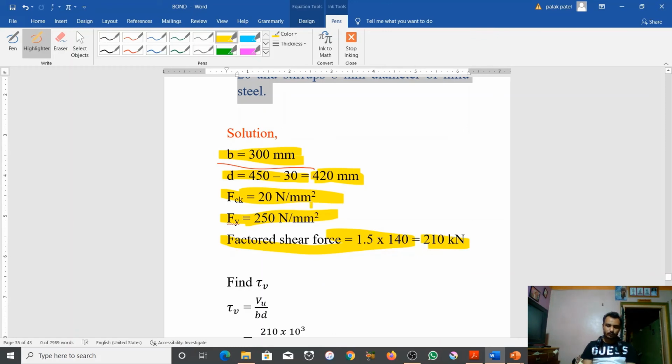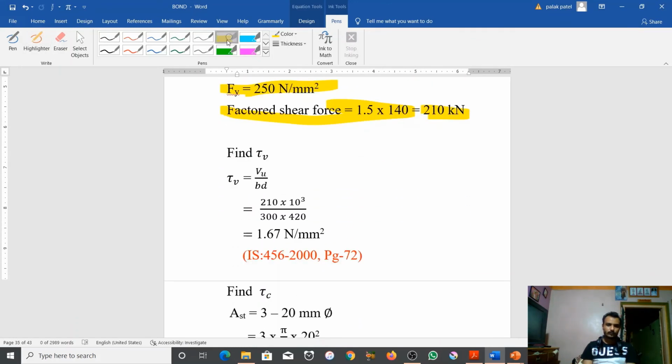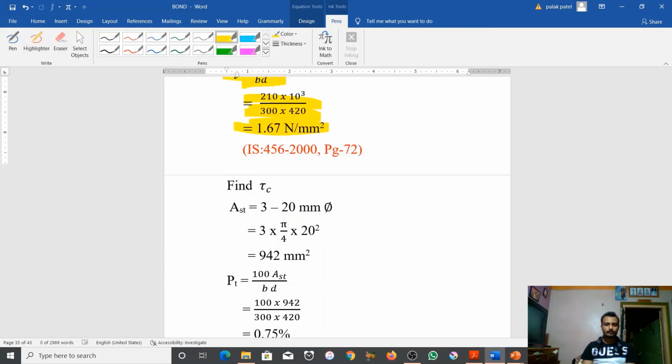So by the shear force, we have to find out tau v. Tau v is equal to Vu upon bd. Vu is shear force, 210 into 10 raised to 3 divided by 300 into 420. So tau v is 1.67 Newton per mm square.